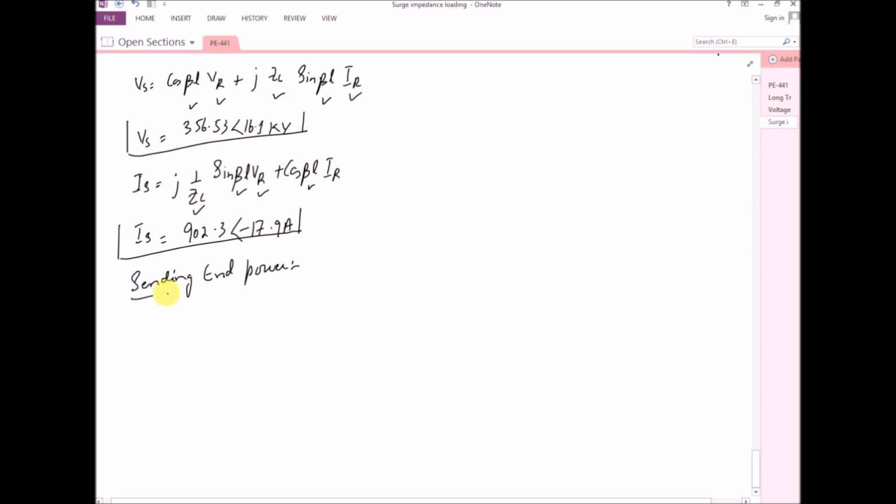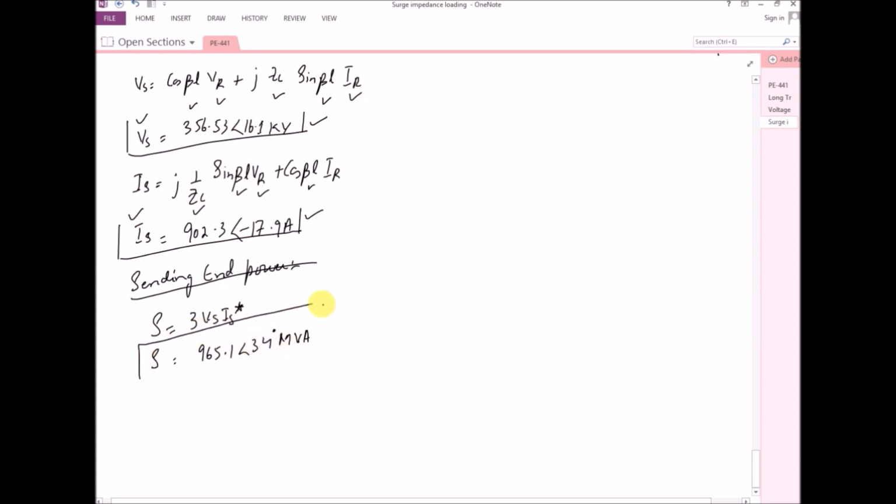So we have three quantities at the sending end: the sending end voltage, sending end current, and the sending end power. And the formula for the sending end power is S = 3 Vs Is conjugate, right? So we know the value of Vs, we know the value of Is, we have to take the conjugate. By conjugate we mean that this sign will become positive, and the final value for the sending end power will be 965.1 angle 34 MVA.